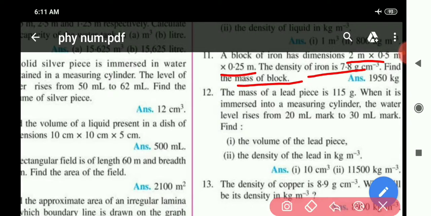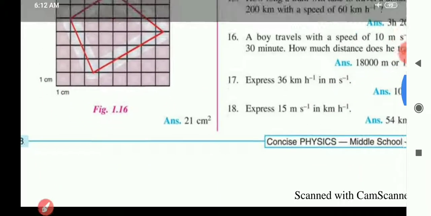So what is the formula for density? Density is equals to mass upon volume. So we are having density, we are having volume, one unit is missing, and that we have to calculate. Okay, so come to solution of question number 11.